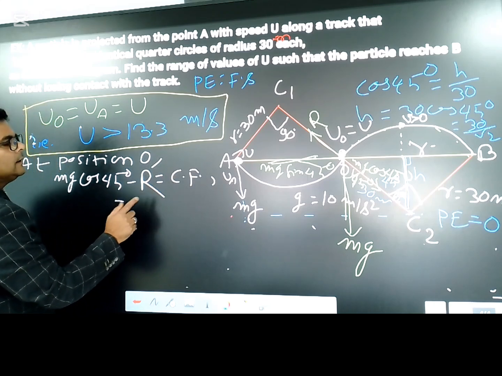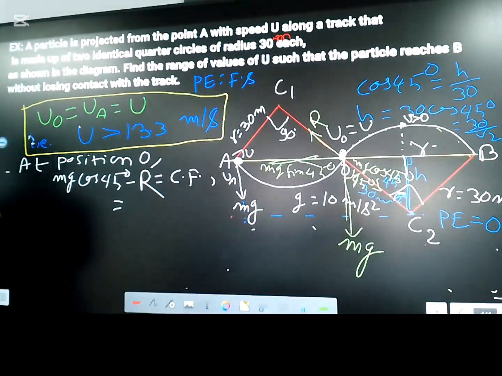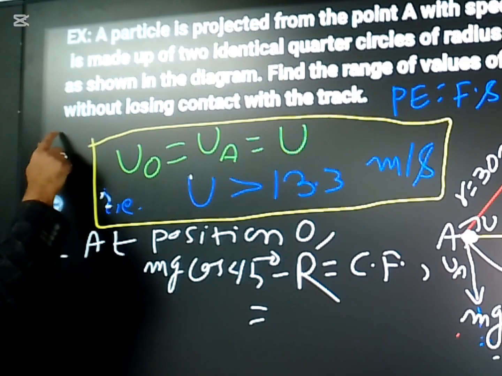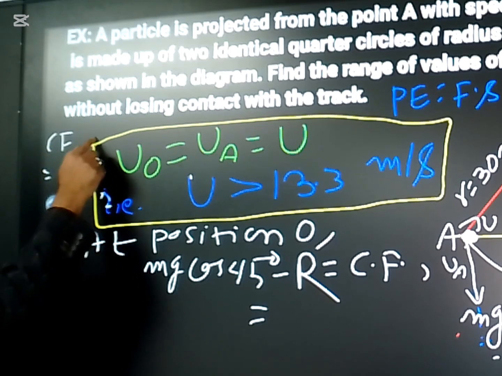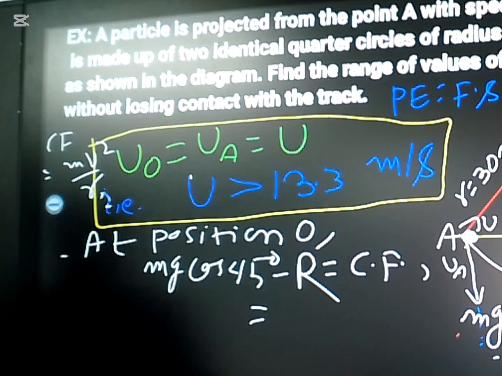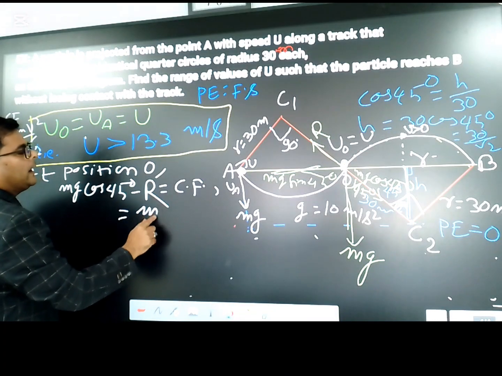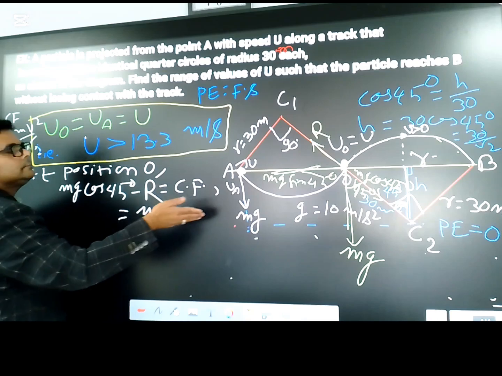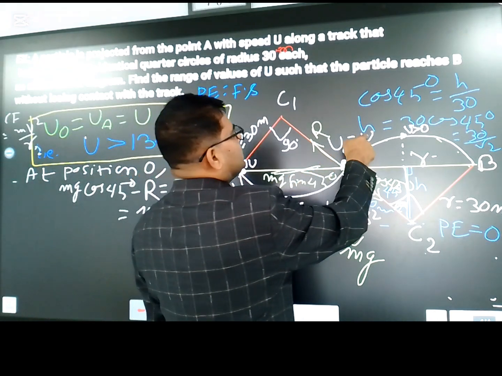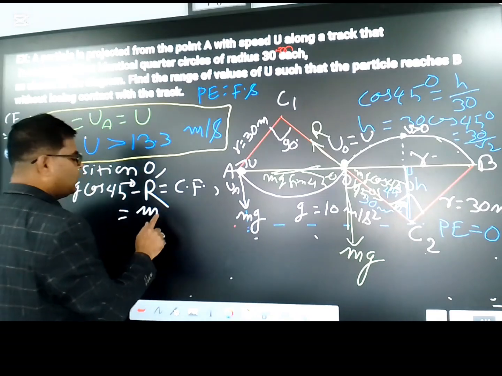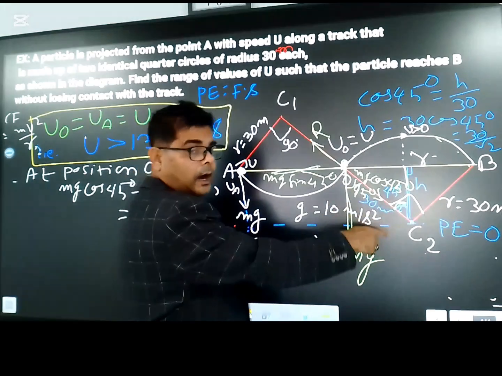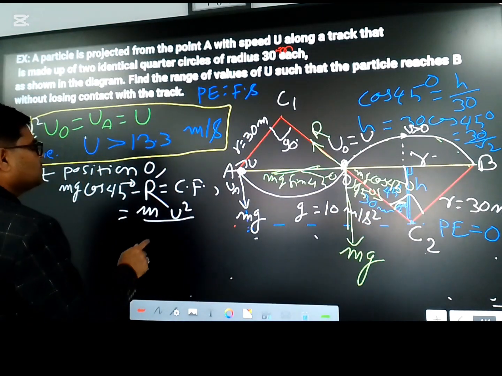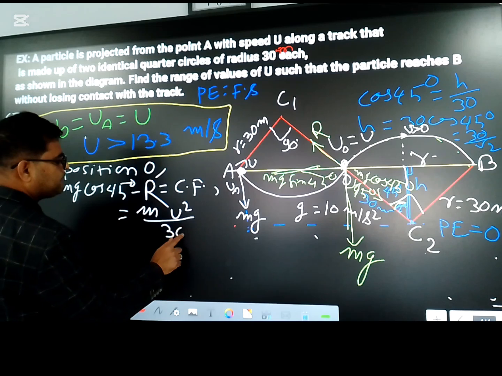And you know that the formula for centripetal force is mv squared by r. So it is m, and v for this object is u at this point. So what you write here is m u squared by r, and what is r? R is 30 meters. So you write here 30.